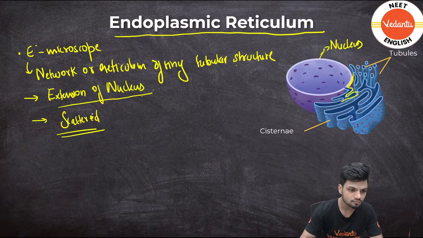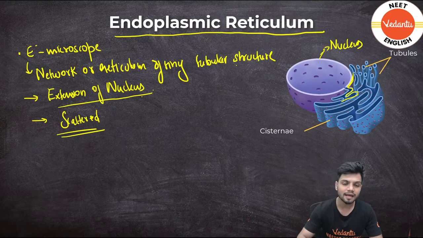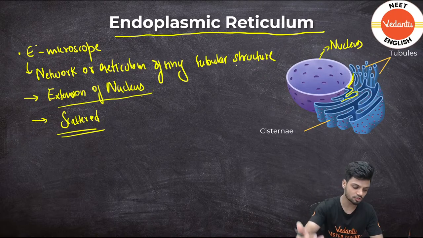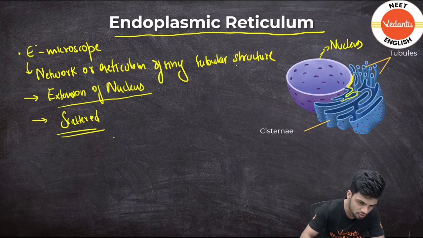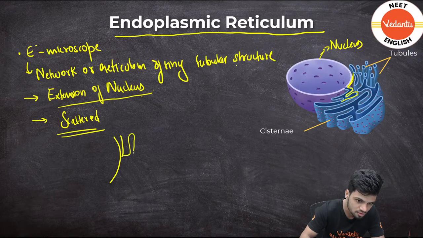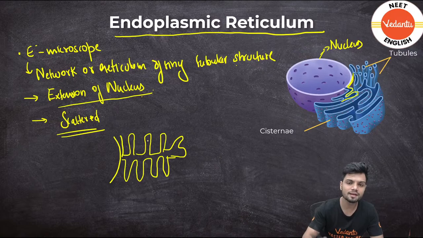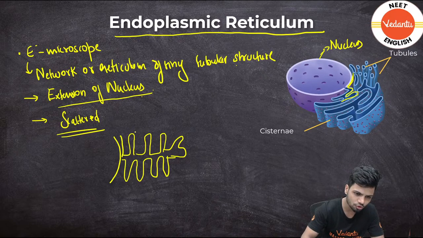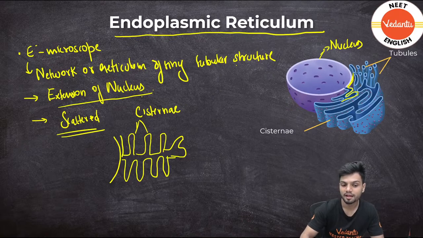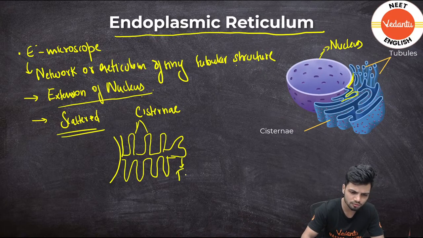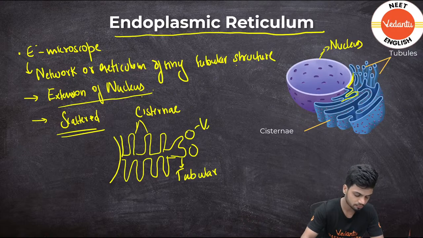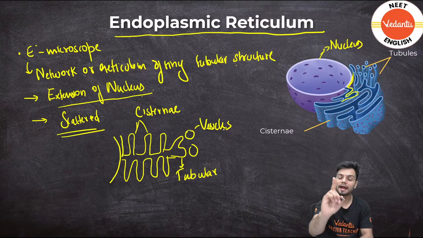Tell me fast. Now your entire endoplasmic reticulum can be divided into two different parts. Before I tell you the division, let me draw the structure. This is the nucleus, and this is how the endoplasmic reticulum will look. Towards the end, your endoplasmic reticulum has three different structures. Can you see this tube-like structure? That is called cisternae. The endoplasmic reticulum can also be tubular in nature, and it can also form certain vesicles.